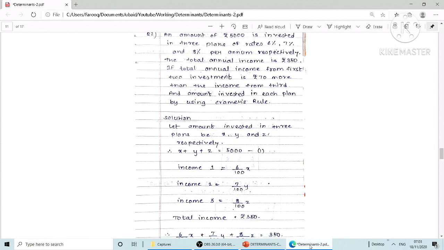What is the question given? Question 2. An amount of rupees 5000 is invested in three plans of rate 6%, 7% and 8% per annum respectively. The total annual income is rupees 350. If total annual income from the first two investments is rupees 70 more than the income from the third investment, then we have to find the amount invested in each plan by Cramer's rule.